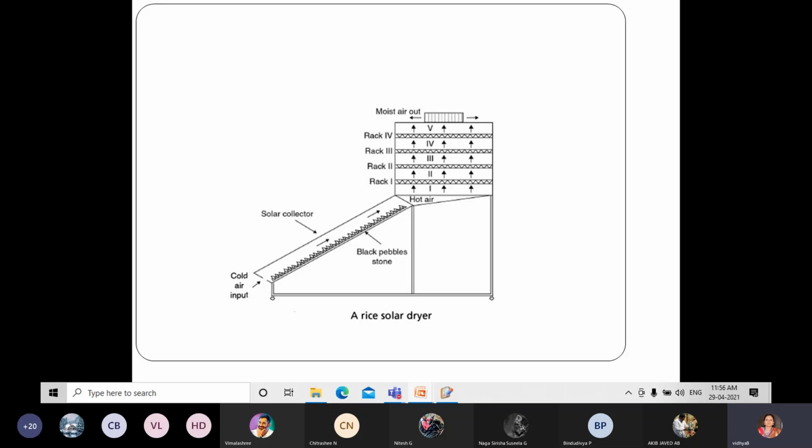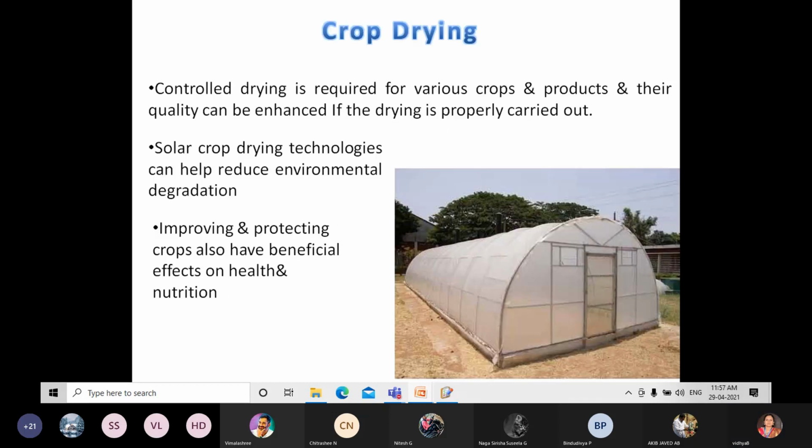This is what the rice solar dryer does. It picks up moisture from the rice. The rice is heated both by the sun and also the hot air. Okay, this is a solar dryer. Next, crop drying. This is a similar process. Okay, when you compare it with the solar dryer, this is a similar process.